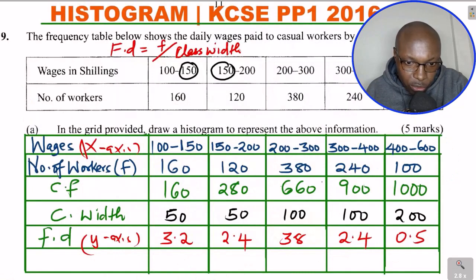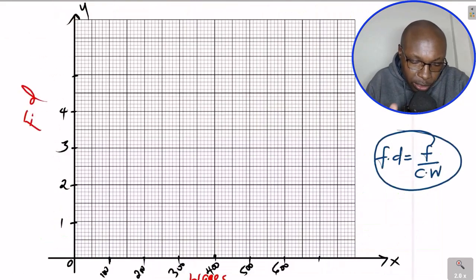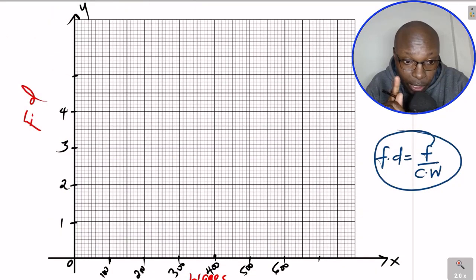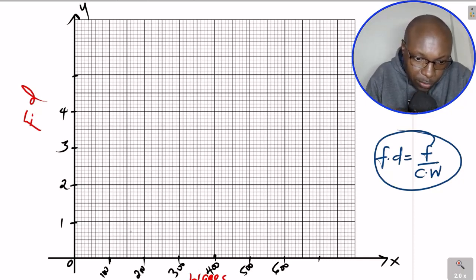So the first class 100 to 150, 3.2. Understand the size of one small square on the x-axis, 100 divided by 10. There are 10 small squares between 0 and 100, so one small square will be 10. On the y-axis, 1 divided by 10, so one small square is 0.1. So 100 to 150: 100 is beginning here, so 3.2 will be there.